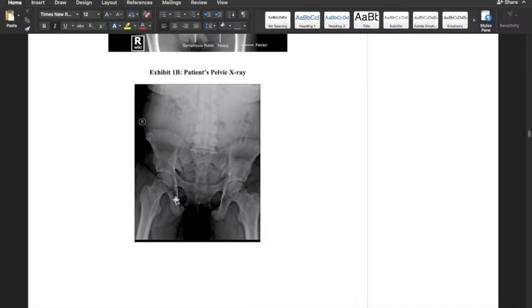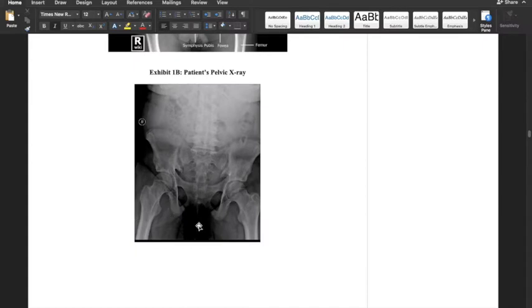Next, looking for evidence of late findings of osteomyelitis and avascular necrosis, which would obviously be several weeks down the road. You would see asymmetry. You would see darkening in the femoral head. Really, the hips look normal.